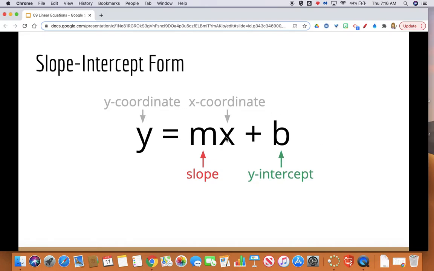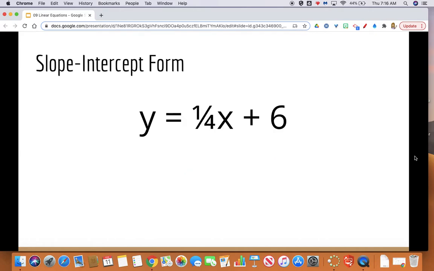If you were to go ahead and solve for x and y, you'd be able to find the y coordinate and the x coordinate. You will, in a typical year, have to memorize this. Let's go through and just identify the slope and the y-intercept in a few different equations here.